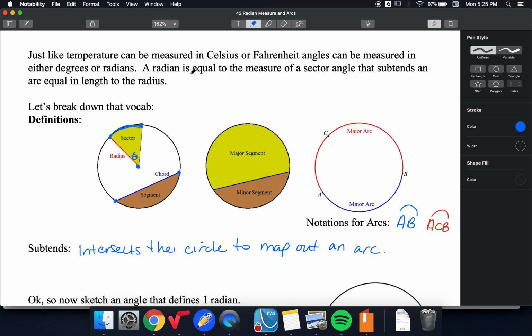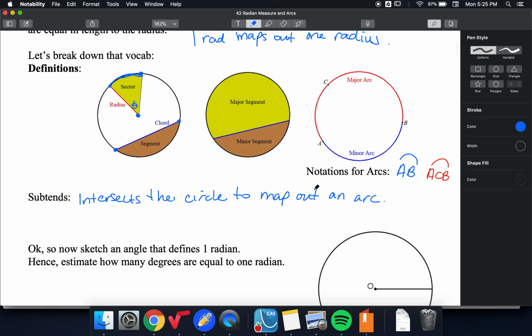A radian is equal. So 1 rad is our notation for the unit. 1 rad is equal to the measure of the sector angle. So this is the angle that creates an arc that's equal in length to the radius. So 1 radian maps out one radius. That's where the word comes from.